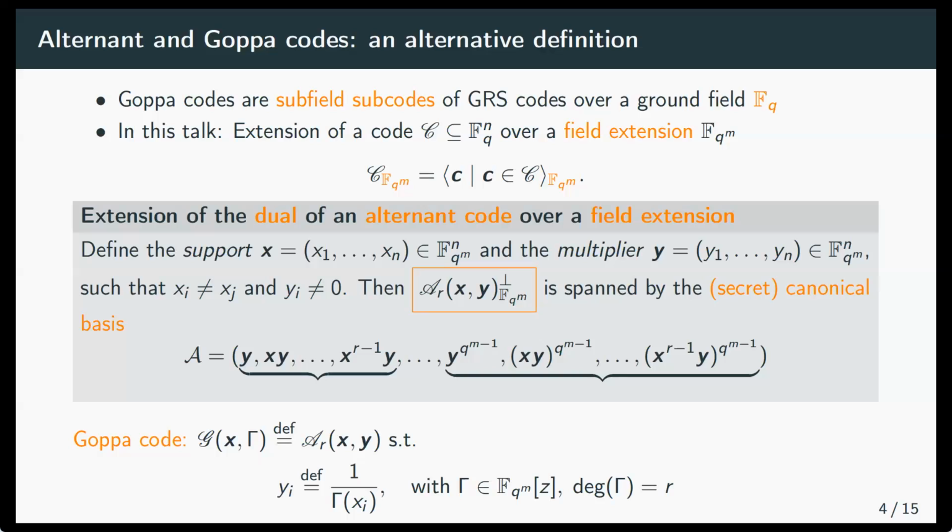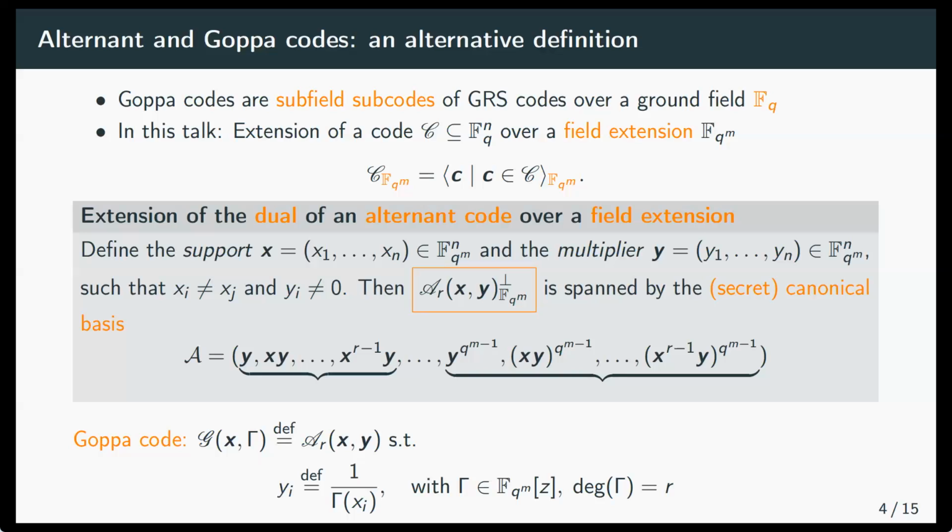So what is it? Just take an F2 linear code C, with all its codewords, but then we take the linear combinations of them over the extension. If we apply this construction, we can give an alternative definition of an alternant code, and we will see its relation with Goppa codes.